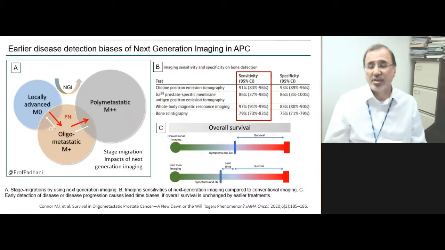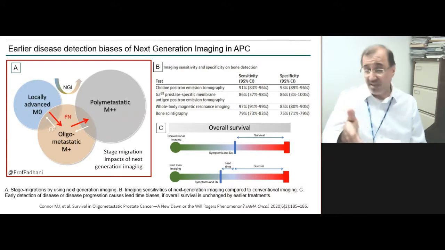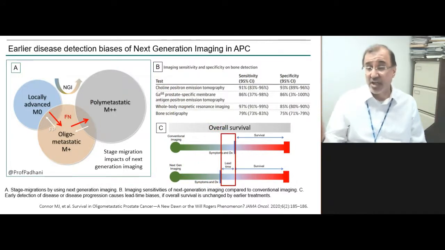So on the right hand side you can see a number of PET tracers. You can see they all have a better detection sensitivity than the bone scans, and because of that, if you have a patient with locally advanced M0 disease on CT scans and bone scans, they will often become oligometastatic. And if you see oligometastatic disease on bone scans and CT scans, they're often polymetastatic.